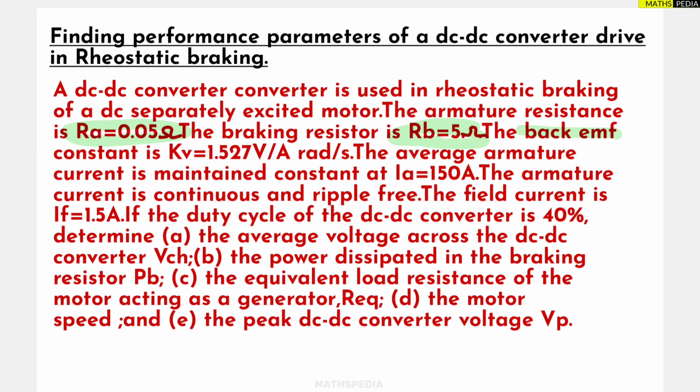And the back EMF is given as kV equal to this value, the motor voltage constant. And the armature current IA is also given, 150 amperes. Then what else is given? The field current IF is also given. The duty cycle of the DC-DC converter is 40%, so you have to consider K value as 0.4. So I'll just write what all the things are given.